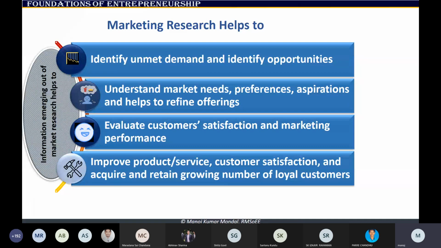Then understand the market's needs, preferences, and aspirations. As I said, that is what marketing research is. Evaluate customer satisfaction. Suppose you have a product and there is a growth of 10%. You want to understand why the growth is 10%, why not 20%, or why not 5%? What am I doing good? That is why it is not 5%. What am I doing bad? That is why it is not 20%. So you try to gather information from customers.